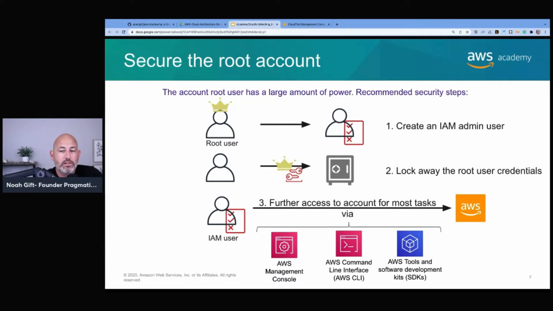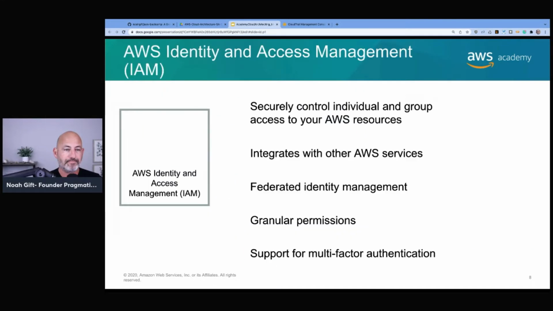And the first thing to do would be to create an admin user account. The next thing to do is make sure that you lock away the root credentials, and then don't use the root account, period. So instead, what you would want to do is use the admin or specific admin users, maybe an admin for S3 or an admin for compute or something like that, for most of the tasks.